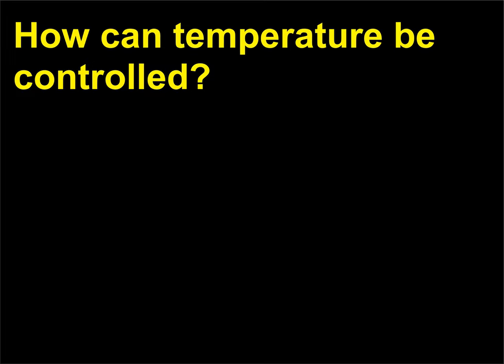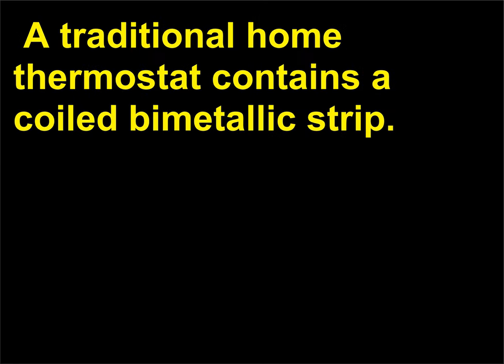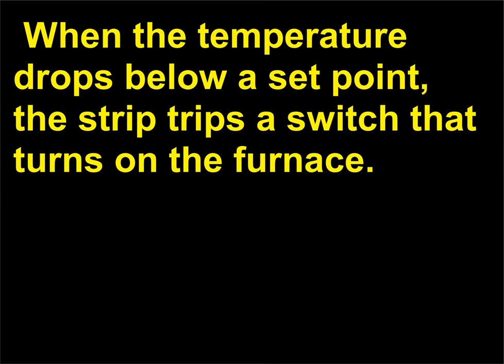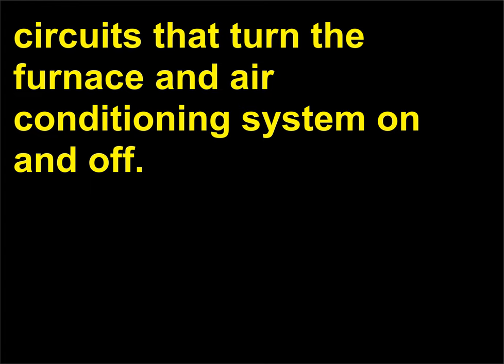How can temperature be controlled? A device that maintains a constant temperature is called a thermostat. A traditional home thermostat contains a coiled bimetallic strip. When the temperature drops below a set point, the strip trips a switch that turns on the furnace. More modern home thermostats use an electronic thermometer and electronic circuits that turn the furnace and air conditioning system on and off.